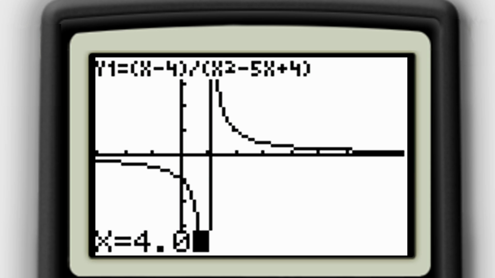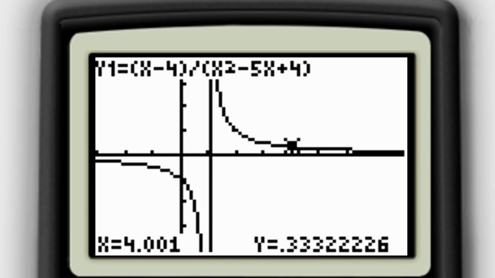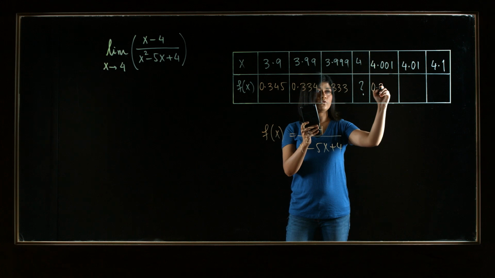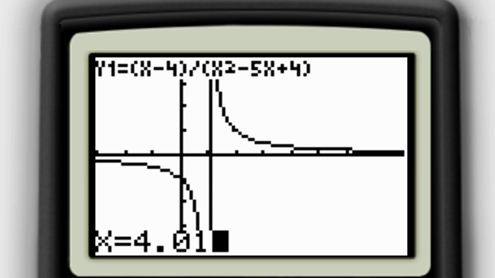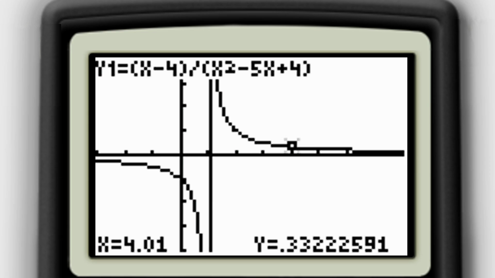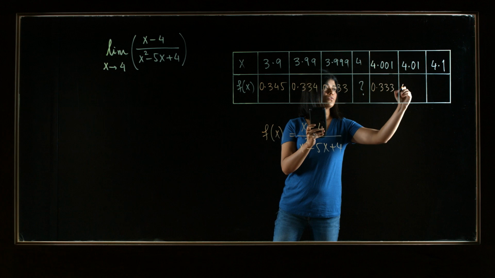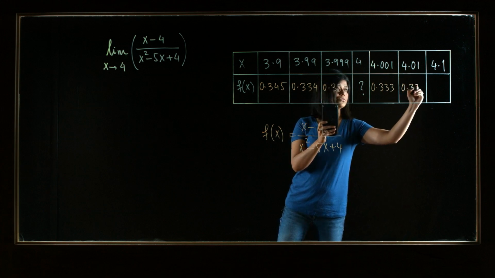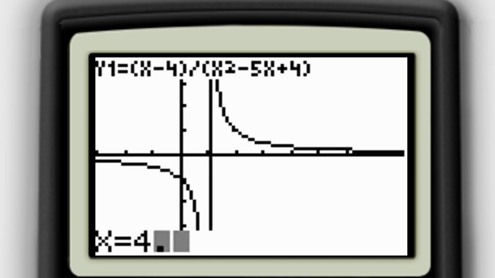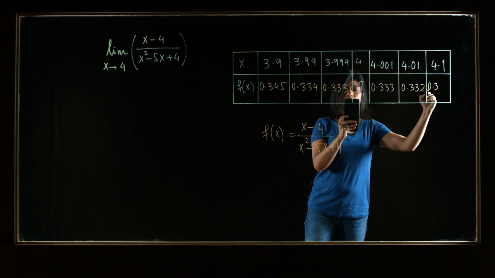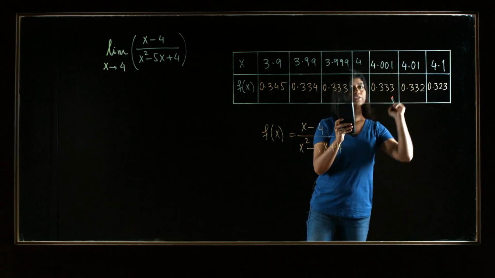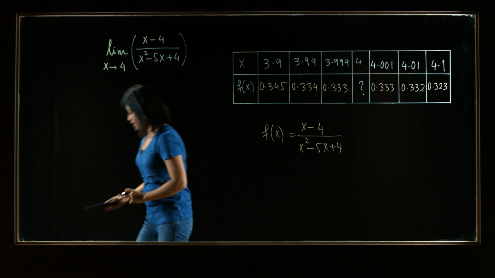Okay, let's continue. Next, plug in 4.001, and your y is 0.333. Then 4.01 gives you 0.332. And the last one, when you plug in 4.1 for x, your y is 0.323. Okay, so we completed the table.